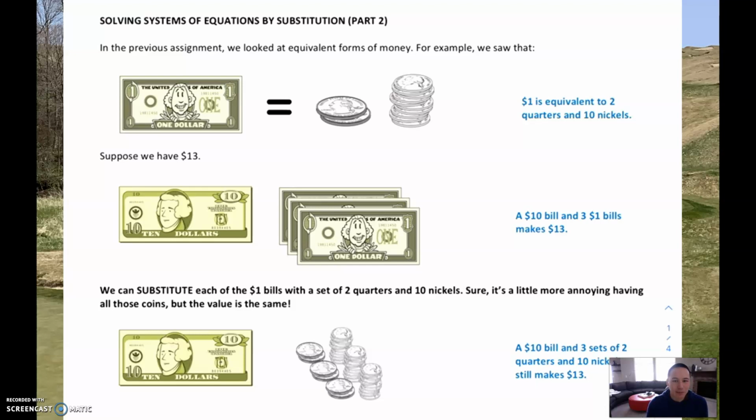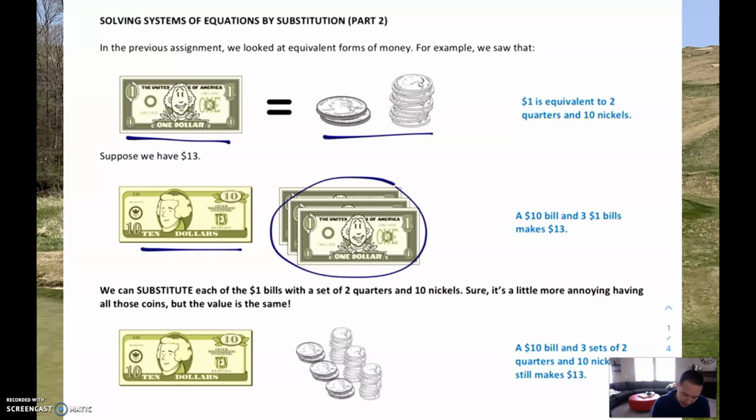In the last assignment, we looked at equivalent forms of money, and we saw that $1 is the same as 2 quarters and 10 nickels. They're both still worth $1. One's just a little bit messier than the other one. Now suppose we have $13. We've got an Alexander Hamilton here. That's worth 10. And then we've got 3 $1 bills here.